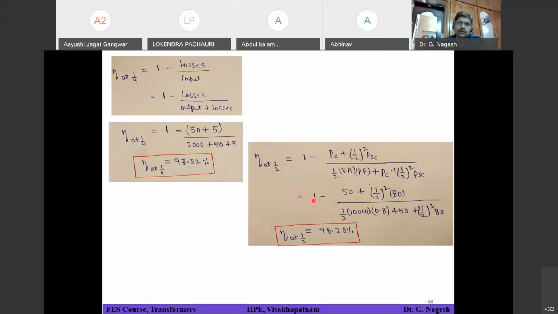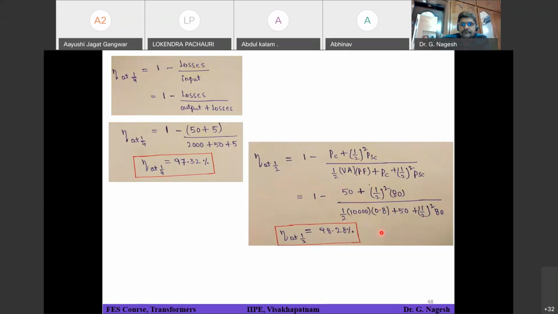So 1 minus 50 plus this will become 20, divided by, I think, 4000 plus 50 plus 20. So you'll get approximately 98.28%. Right. So this is the efficiency at half of full load. So quickly try to calculate what will be the efficiency at full load also. Sir, 98.40.